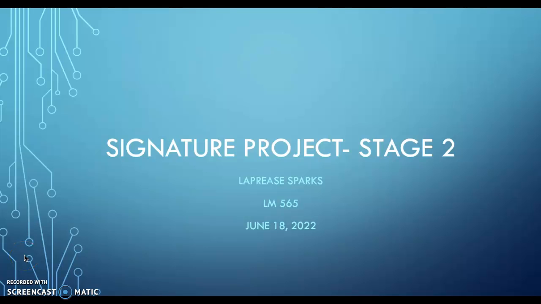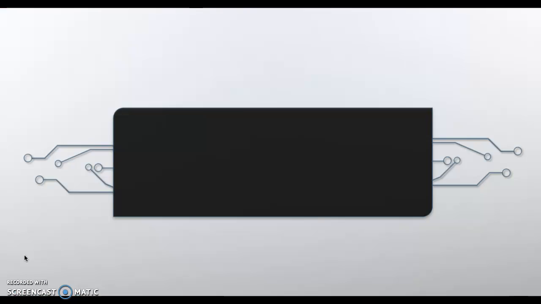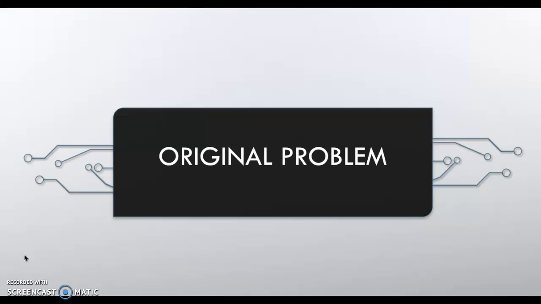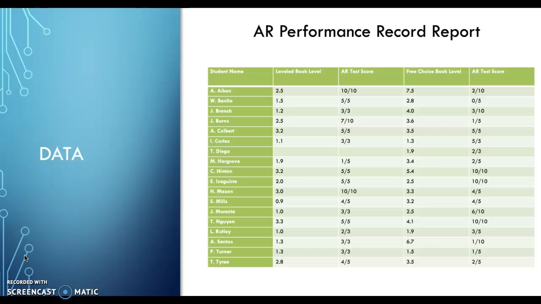This is my presentation on my signature project, Stage 2. Original problem. The data on the right side of my screen is the AR Performance Record Report for my class this past year. As you can see, what students scored on their leveled book level and what they scored on free choice book level.